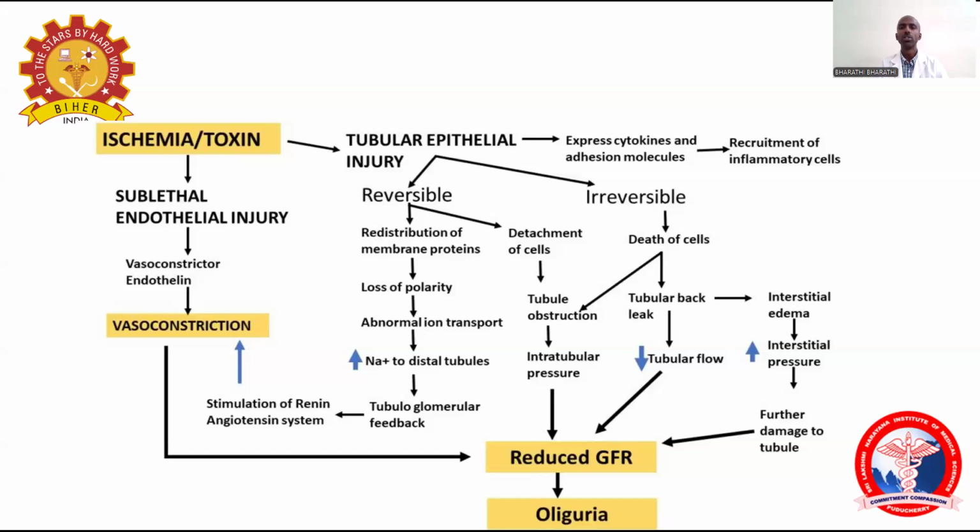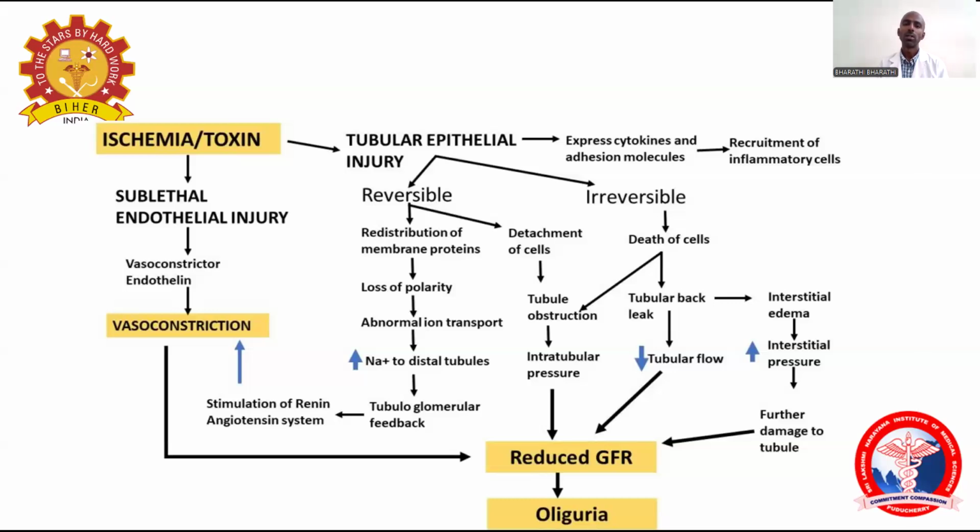And the second is tubular epithelial injury. So whenever there is an injury, it will ultimately activate the inflammatory process. So it will express cytokines and adhesion molecules. These cytokines and adhesion molecules will result in the recruitment of inflammatory cells, and the inflammation will go on and will cause injury. The tubular epithelial cell injury may be reversible or irreversible.